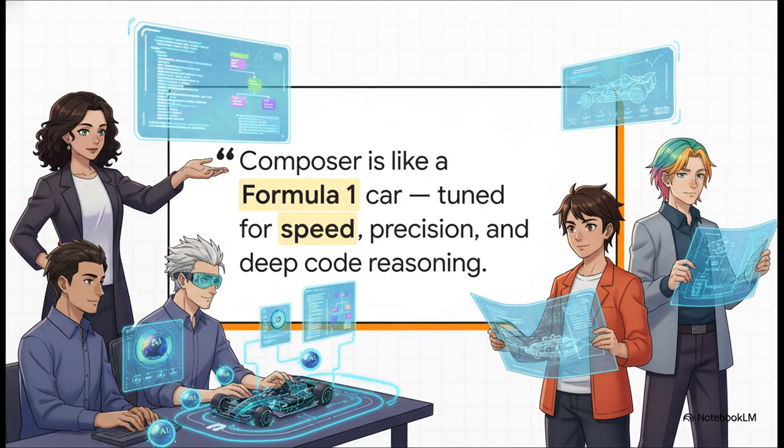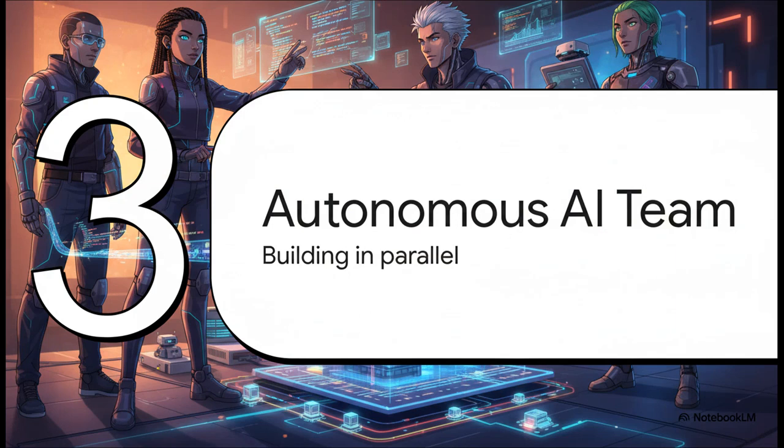I love this analogy because it just clicks. A general-purpose AI model is like your family sedan. It's reliable, it's useful for a lot of things. But Composer? Nah, that's a Formula One car. It is purpose-built for one thing and one thing only: incredible speed, pinpoint precision, and a deep, deep understanding of code.